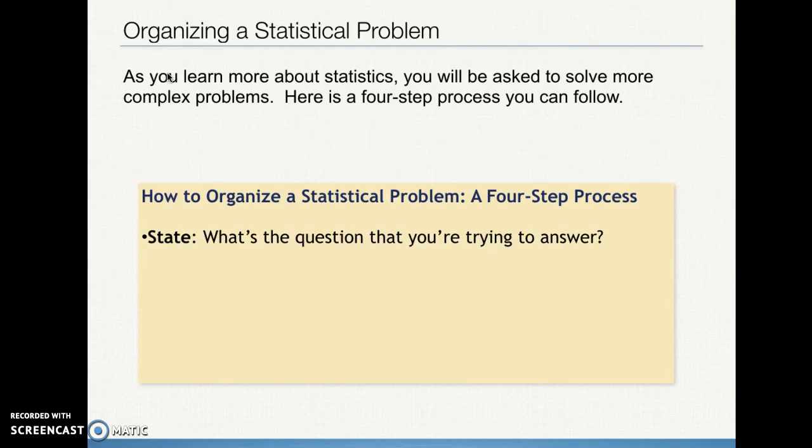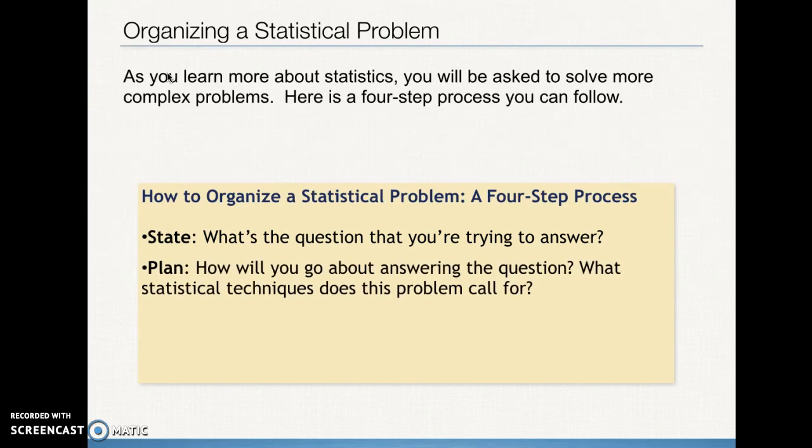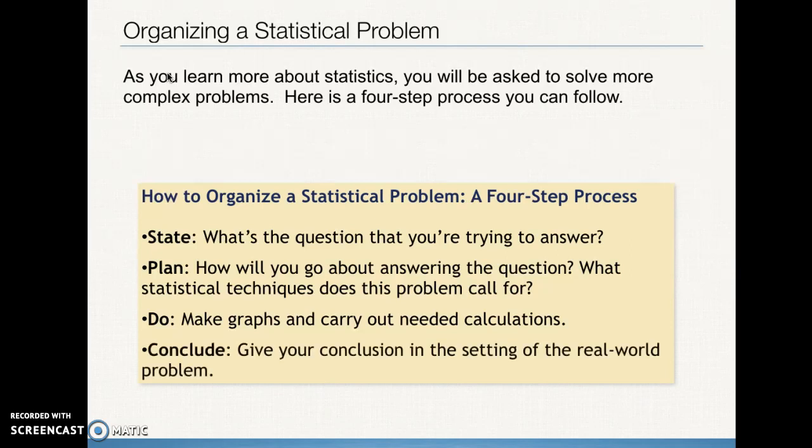Step, get it? Stairs. The first part, state, part 1, what's the question that you're trying to answer? The next part is part 2, and that's the plan. How do we go about answering the question? What statistical techniques do we need to use? It's going to be a little bit more formal when we put this together. You'll see later on in the year. Part 3 is what we're going to call do. This is graphs and calculations, and then conclusion is going to be where we actually do an interpretation, a real-world interpretation with our supporting evidence.